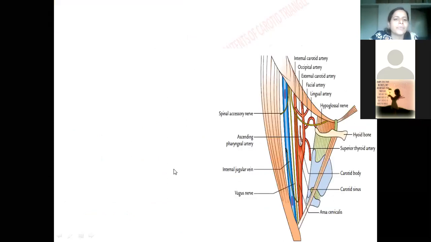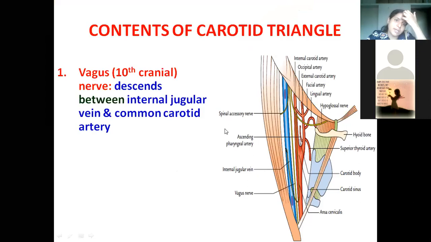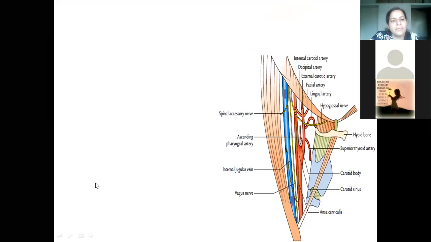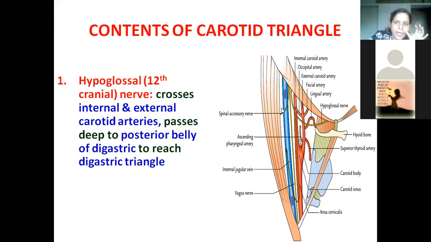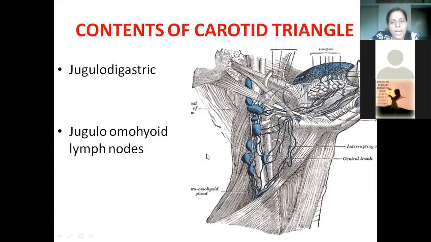So among the contents, we are finding the vagus nerve. The straight nerve running between the common carotid and the internal jugular vein is the vagus nerve. We are finding the spinal part of the 11th cranial nerve, that is the accessory nerve. We are also finding the nerve which is going towards the tongue, that is the 12th cranial nerve, the hypoglossal nerve. Apart from that, we will find many lymph nodes in the carotid triangle. They are called jugulodigastric or jugulo-omohyoid lymph nodes.